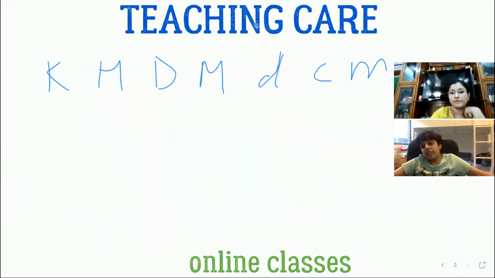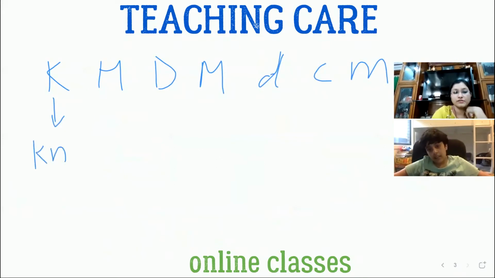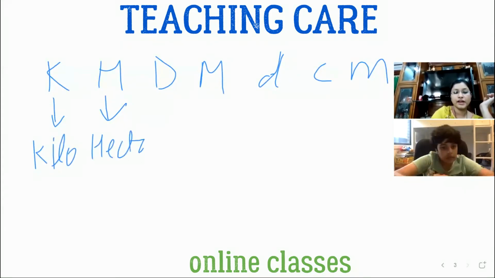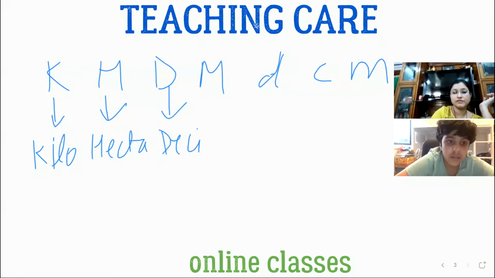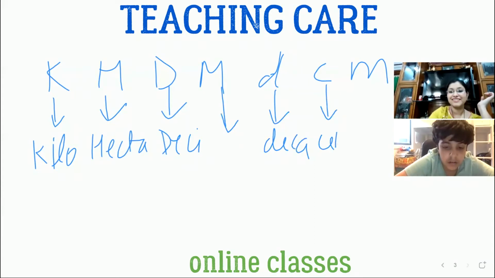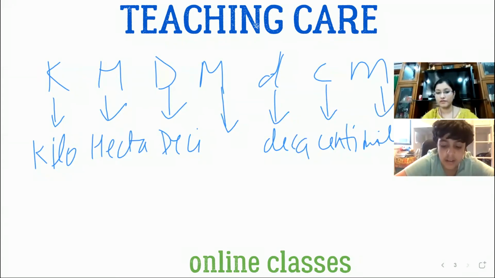Sure. I told you one thing. So it is kilometer, not meter, I will write first of all. Kilo, hecto, deca, deci, centi, milli. Yeah, let me just write that. Write them out, I'm trying to write it clearly.